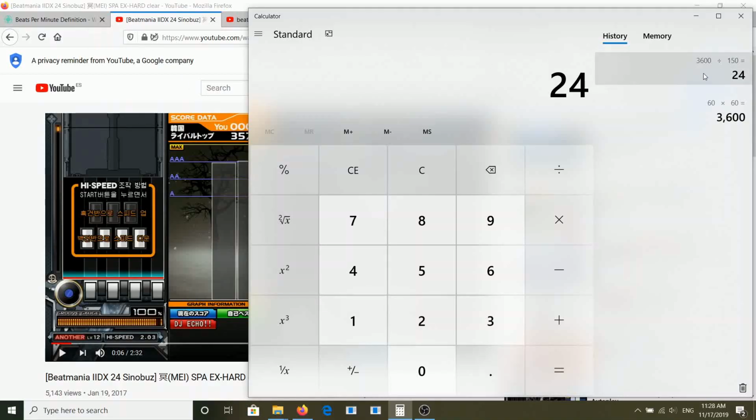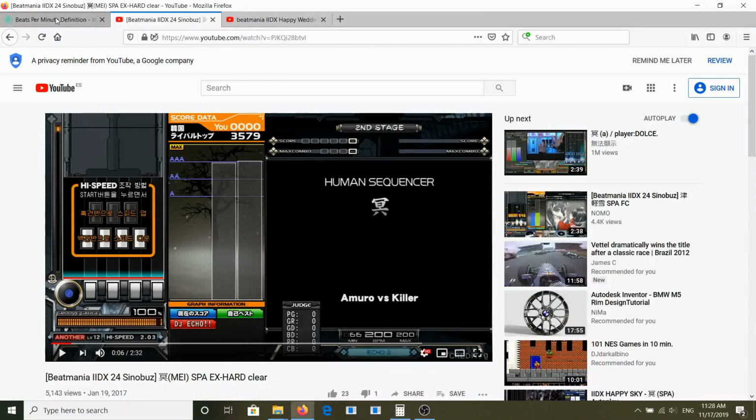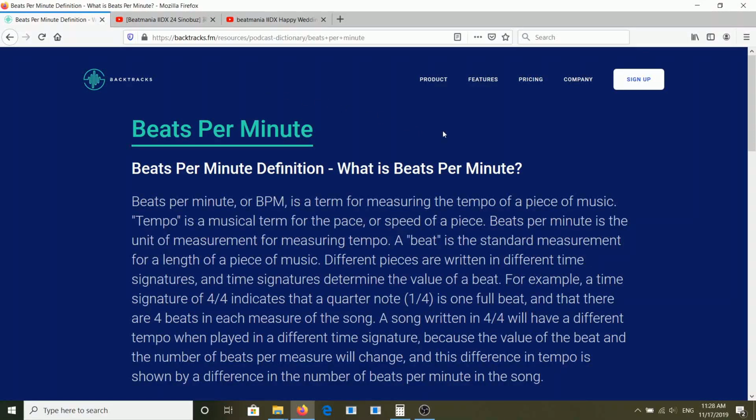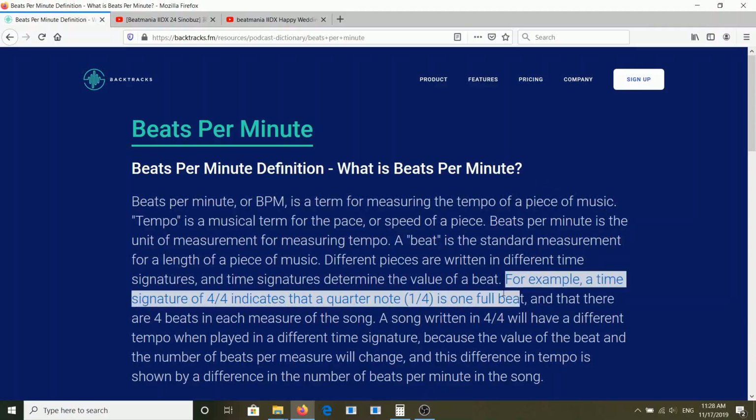So what is BPM exactly? Why did I divide 3,600 by 150? Well, let's take a look at this definition right here. This website can explain it much better than I can. Just pay attention to this sentence: for example, a time signature of 4/4 indicates that a quarter note is 1 full beat and that there are 4 beats in each measure of the song.